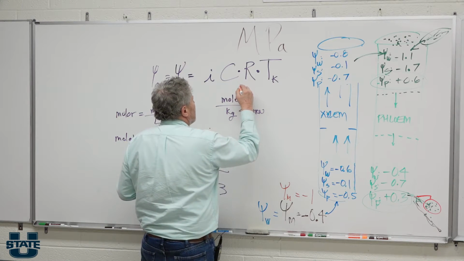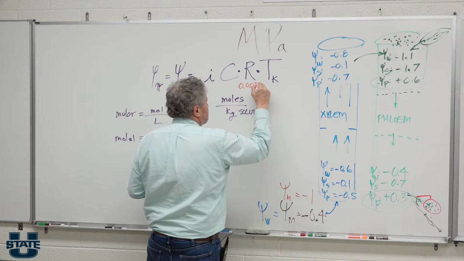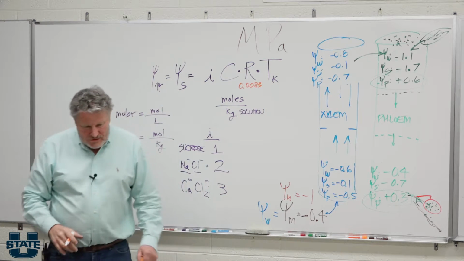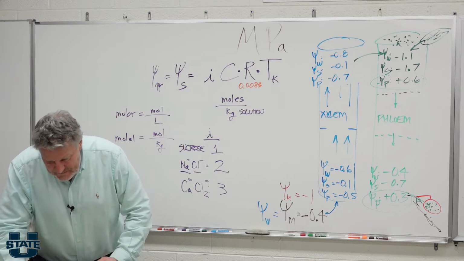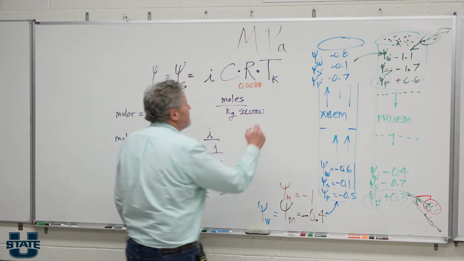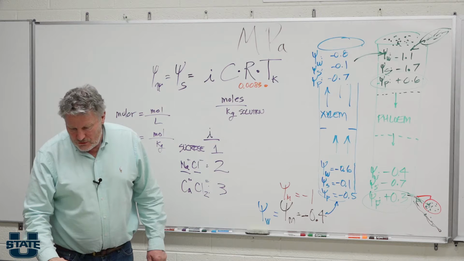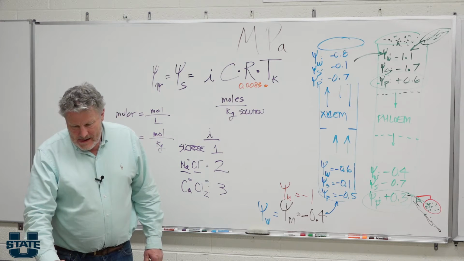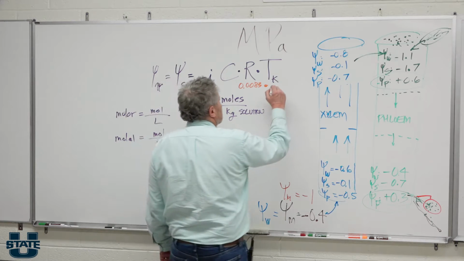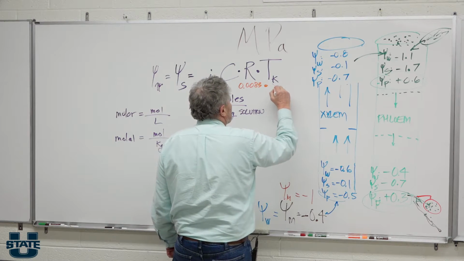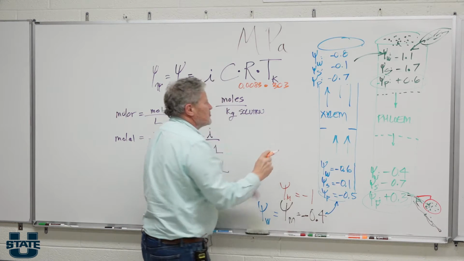R, with the units that make this cancel, 0.0083. Let me make sure I got my numbers right. Yes, 0.0083. Now we take Kelvin temperature and we do 273 Kelvin. Let's not do that. Let's do 303 Kelvin. This is slightly warm.